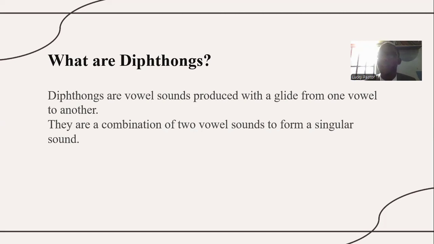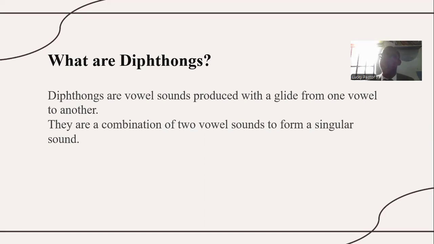Now, other vowel sounds, when you produce them, you only get one sound, like a, e, o, u. These are singular sounds. But when you want to produce diphthongs, there is going to be a glide from one vowel sound to another to give you the diphthong. So in other words, to get a diphthong, you combine two vowel sounds together to get a singular sound.